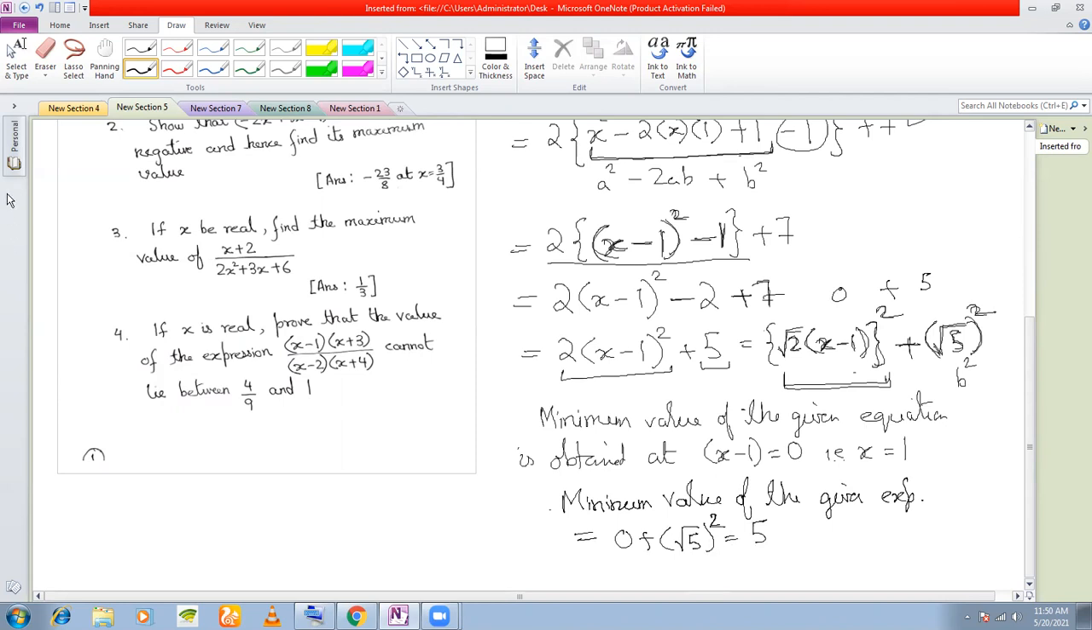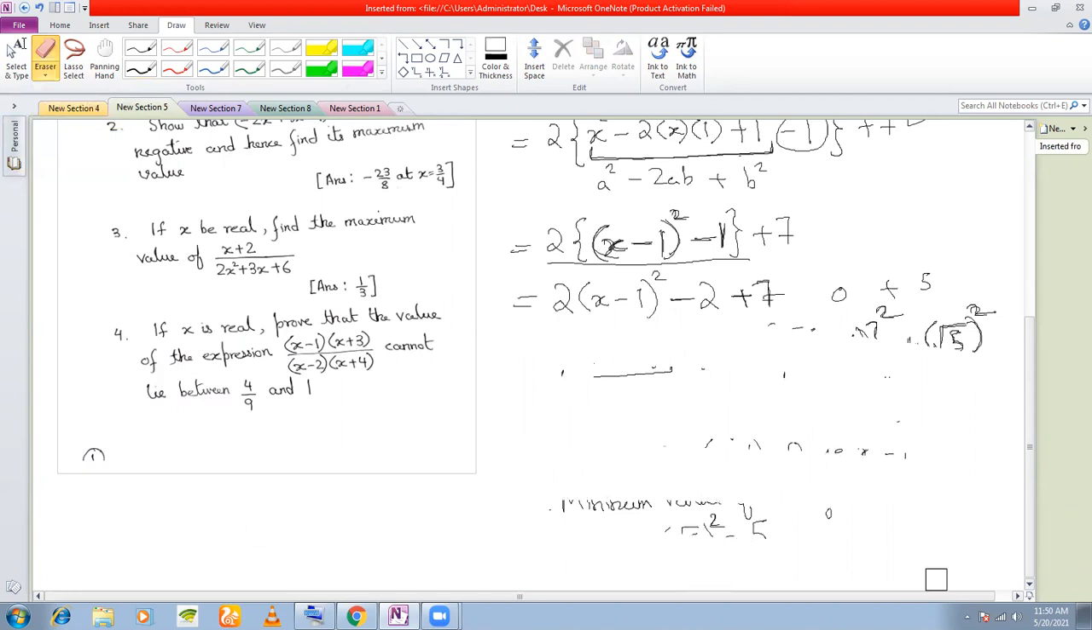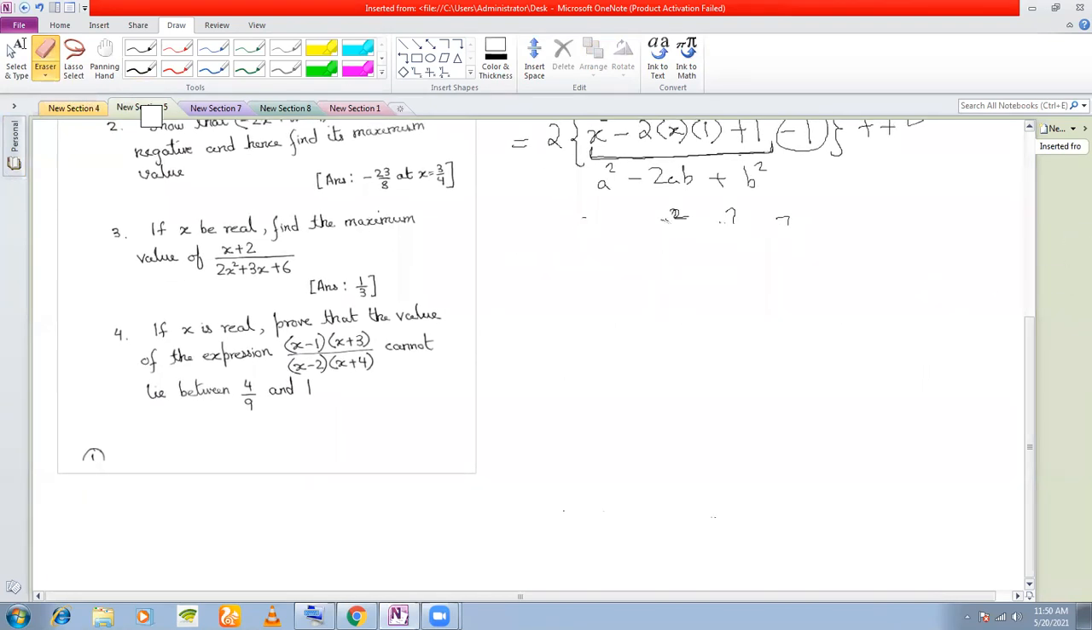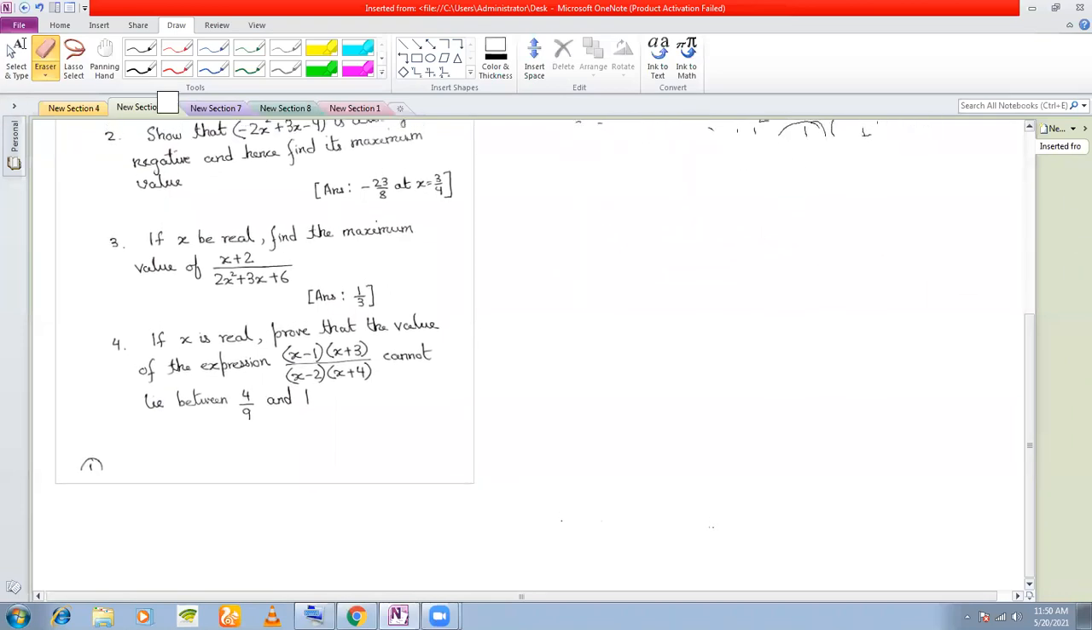Okay. We move on to the next problem. A very similar problem, but this time we have to show that the expression is negative, and we have to find out the maximum value. In this, we had the minimum value. Here we'll find out the maximum value.